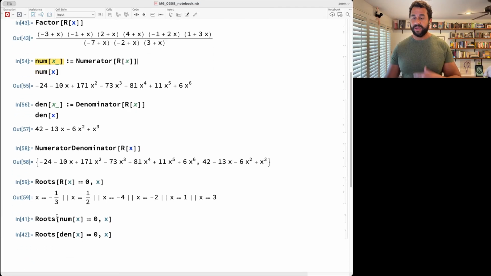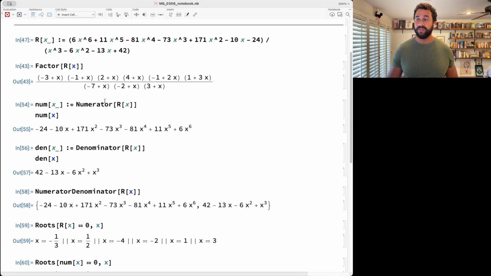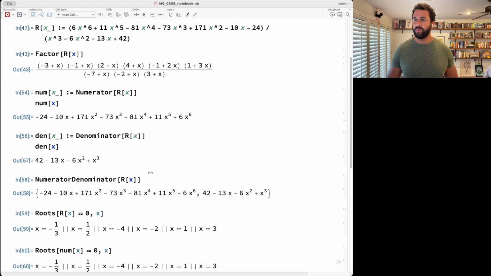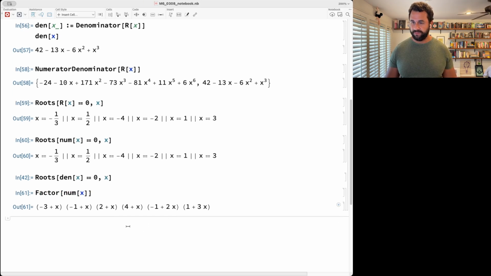Here, I actually have it finding the roots of the numerator like so. Notice that the roots list here is the same. This goes back to early on in the section: the zeros of a rational function are equivalent to the zeros of the numerator, as long as that rational function is in lowest terms. And in this case, it is in lowest terms. There aren't going to be any common factors. We could even double check that. Let's add that on at the end. I want to factor num x. Okay, now I want to factor den x.